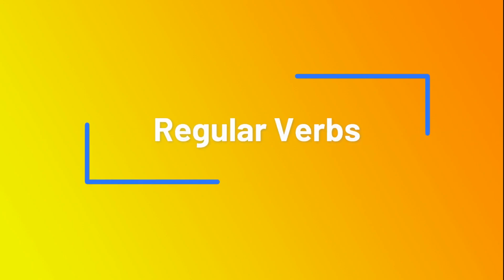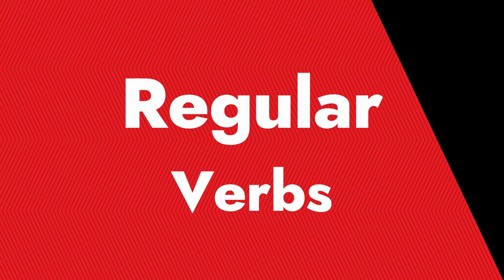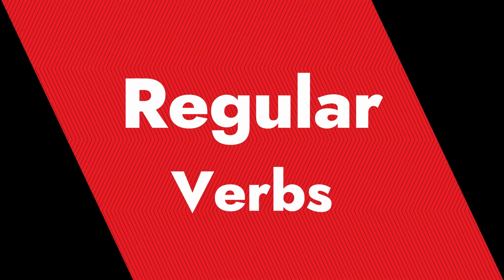Regular verbs follow a consistent pattern when conjugated into different tenses. Their conjugations typically involve adding ed to the base form of the verb to indicate past tense. The simple beauty of regular verb conjugation. Regular verbs follow a straightforward pattern when transformed into different tenses.